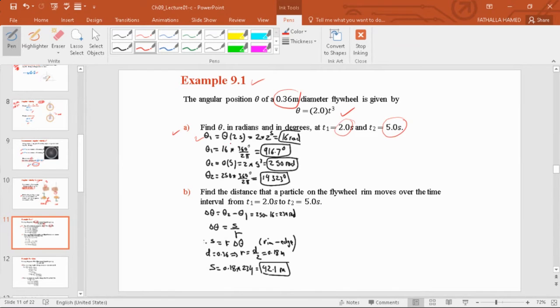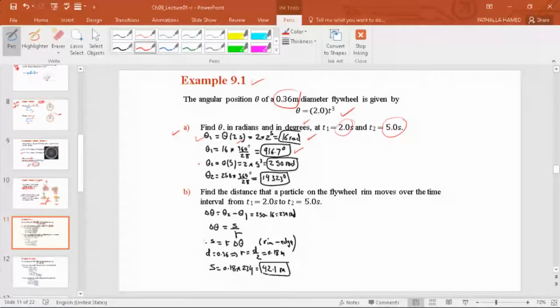So theta 1 is evaluated at t of 2 seconds. So it's 2 times 2 raised to the power 3, which is 2 cubed, and 2 cubed is 8, and 8 times 2 will give you 16 rad. So now this is your theta 1 at 2 seconds. Now they want us to do it in degrees as well. You know that 360 degrees is 2 pi. So this will give you 916.7 degrees. So that's your theta 1.